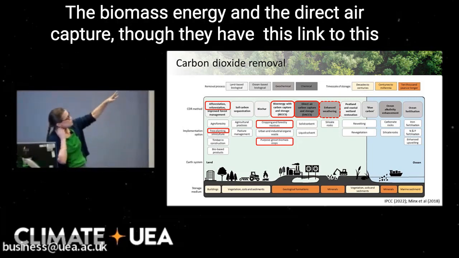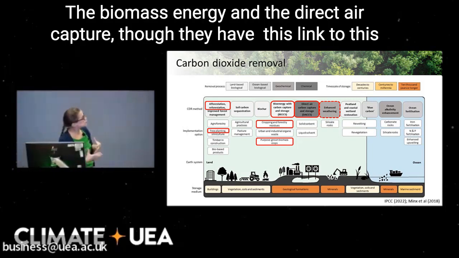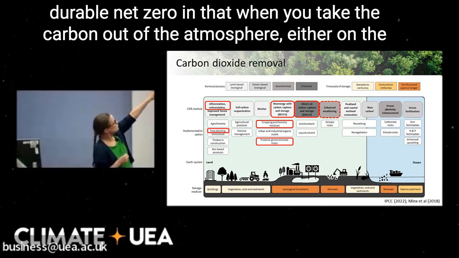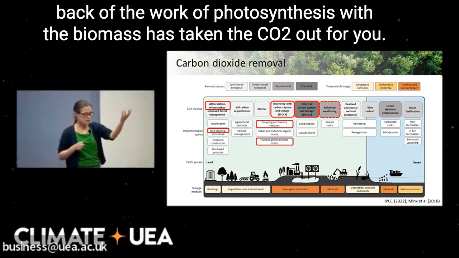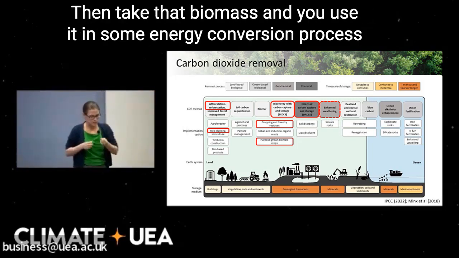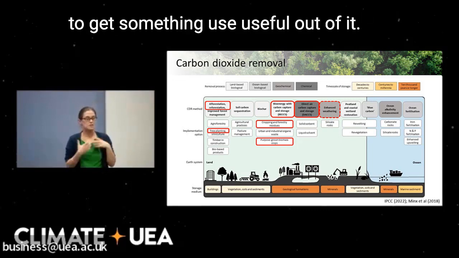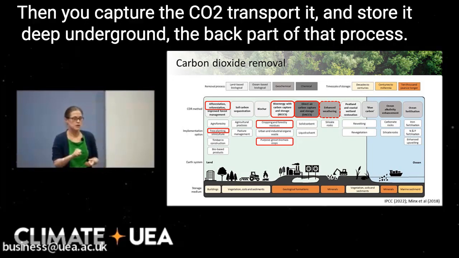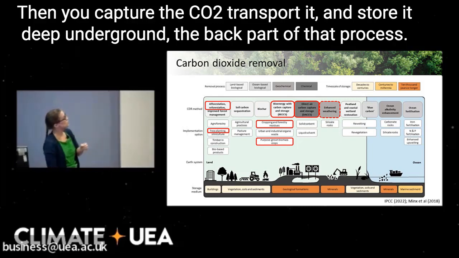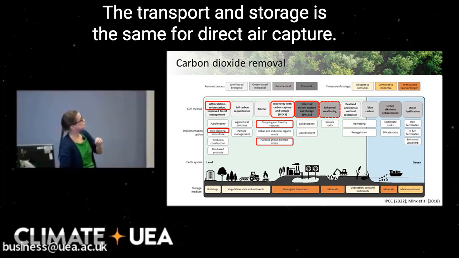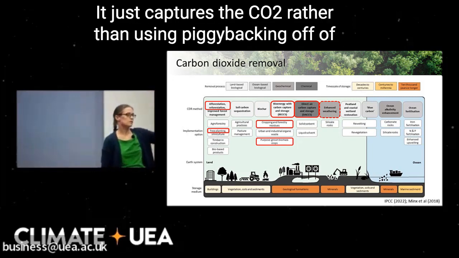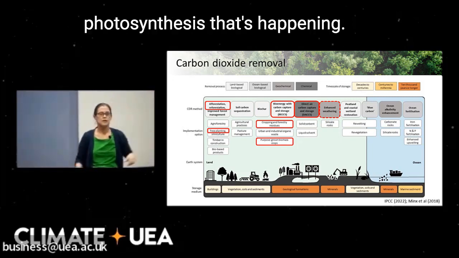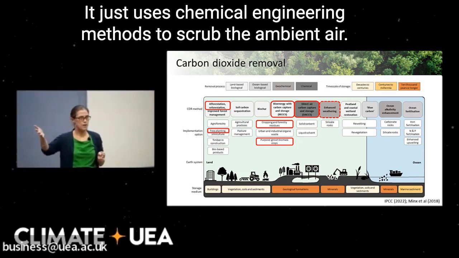The biomass energy and the direct air capture, though, they have this link to this durable net zero in that when you take the carbon out of the atmosphere, either on the back of the work of photosynthesis, where the biomass has taken the CO2 out for you, you then take that biomass and use it in some energy conversion process to get something useful out of it, then you capture the CO2, transport it and store it deep underground. The back part of that process, the transport and storage, is the same for direct air capture. It just captures the CO2, rather than piggybacking off of the photosynthesis that's happening. It just uses chemical engineering methods to scrub the ambient air.